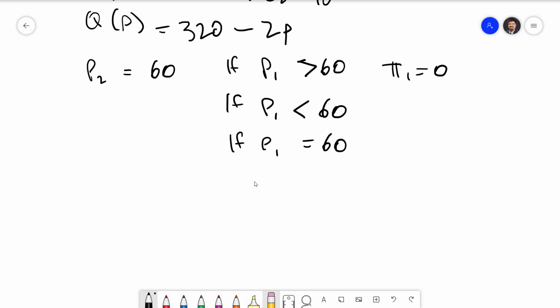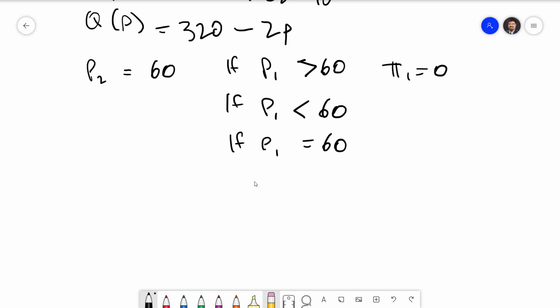Firm 2 prices at 60, firm 1 prices slightly under. This cannot be a Nash equilibrium because firm 2 would not be best responding. At this point, firm 2 would want to price slightly under firm 1, and then take the entire market. But that's not a Nash equilibrium because firm 1 would then go slightly under that.